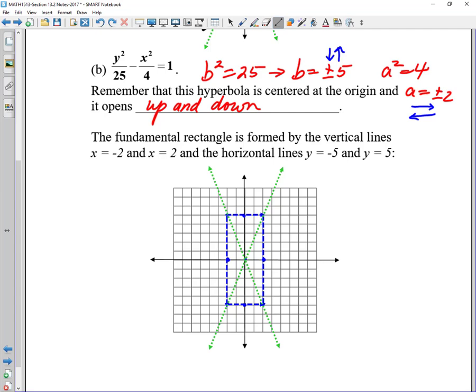Okay, so now the difference is, don't forget that you're starting with y squared over 25, so it opens up and down. So where does it start? It will start right on the box, and then it goes up close to the asymptote, up close to the other asymptote, but doesn't intersect it. Then it will come here and go down close to the asymptote, and then down close to the asymptote. And now we have the graph of the hyperbola.